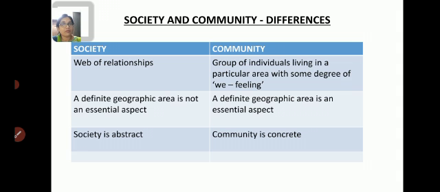Let us have a look at some of the differences between society and community. Society is a web of relationships, whereas community is a group of individuals living in a particular area with some degree of we feeling. The second difference is that a definite geographical area is not an essential aspect in the case of society, whereas in the case of community, a definite geographical area is an essential aspect. Society is abstract, whereas community is a concrete concept.